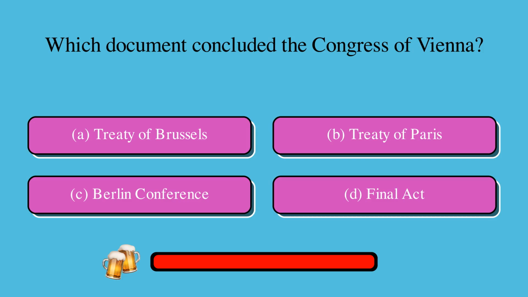Which document concluded the Congress of Vienna? Is it A. Treaty of Brussels, B. Treaty of Paris, C. Berlin Conference, or D. Final Act? The correct answer is D. Final Act.